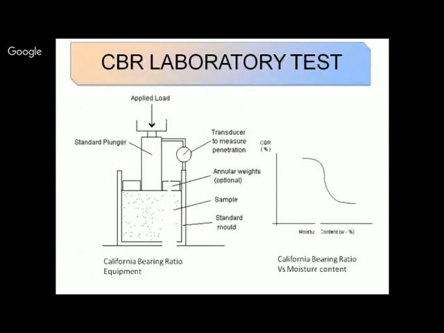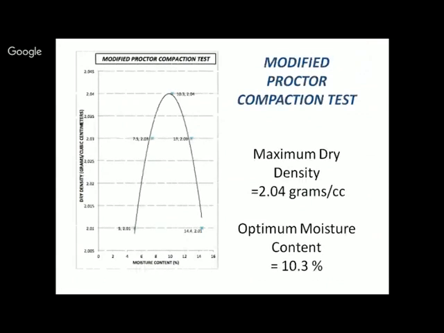This is the basic line diagram of CBR test. As you can see here, load is applied through a standard plunger on this soil specimen. Two readings are taken, one for the load and second for the displacement. On the right side you can see the California bearing ratio graph, on which the effect of moisture content on CBR is shown.